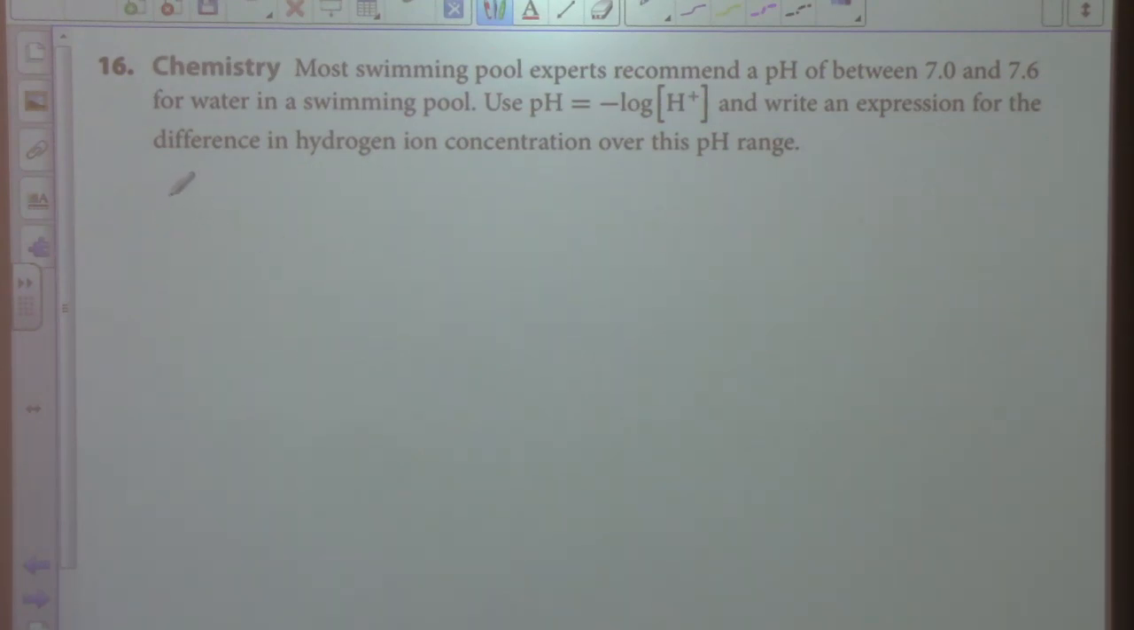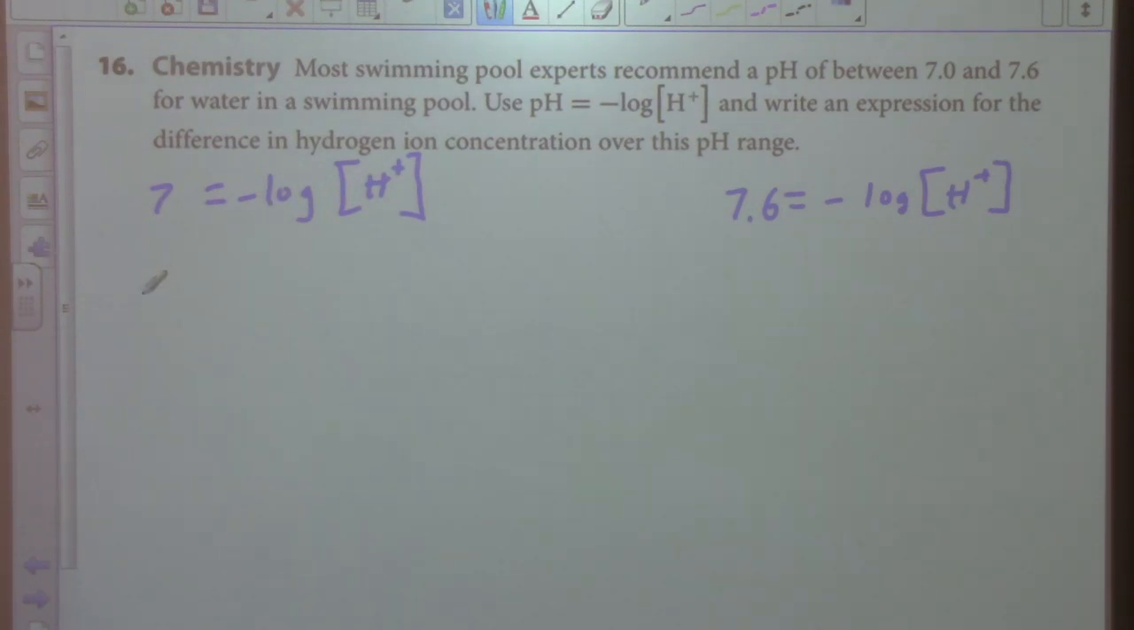What you're going to do for this is set up two different equations. So 7 equals negative log of H plus. This H plus is kind of weird, but it's a variable that you solve for. And then you have 7.6 equals negative log of the hydrogen ion concentration, which I think is in moles per liter. They don't say this, but the pre-calculus book does.